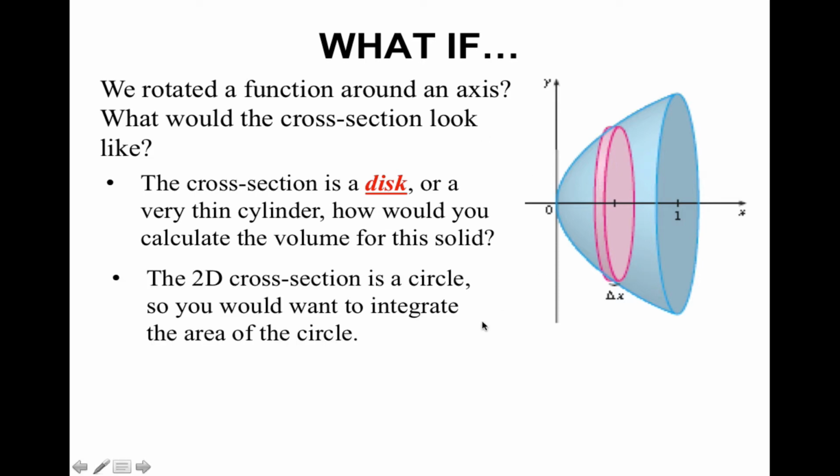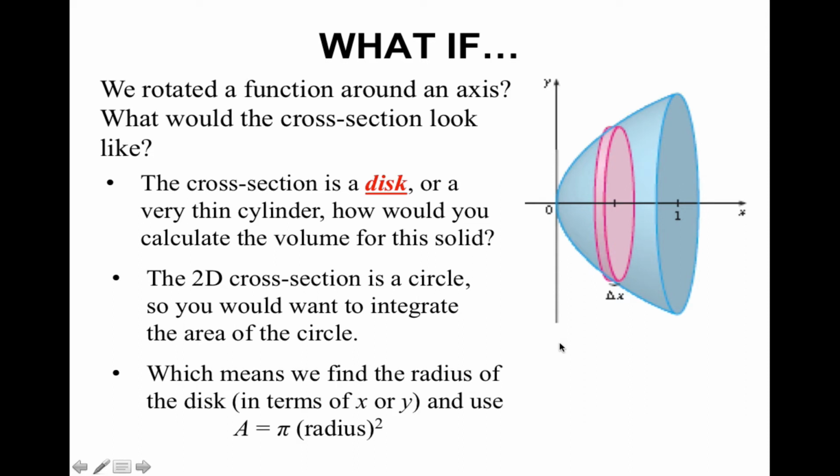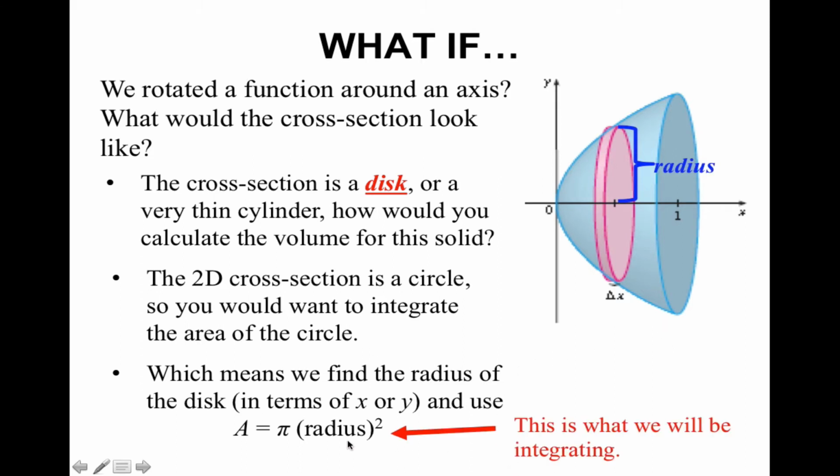Well, the 2D cross section is a circle, so you would want to integrate the area of the circle, which means we find the radius of the disk in terms of x or y, and we use the fact that the area of a circle is pi times the radius squared. In your picture of the circle, the top part of this cylinder, from the top to the bottom curve represents your diameter. So your radius is half of that. In this case, it happens to be the top curve to the axis. And of course, this is what we'll be integrating.